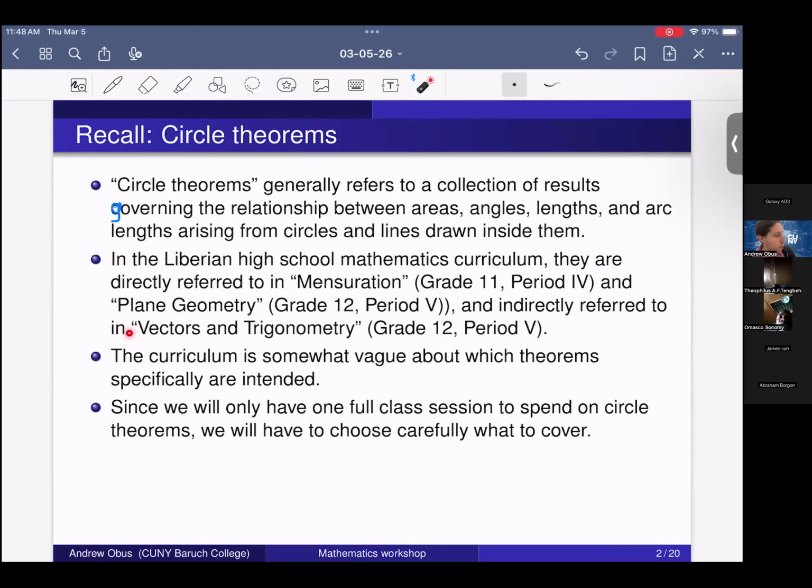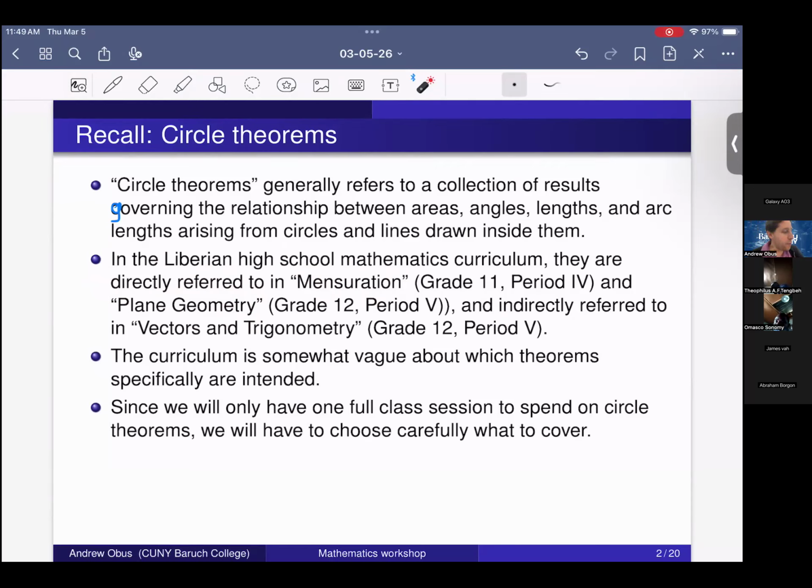And if you look where they show up in the curriculum, they're referred to in three different parts of the curriculum. A little bit in mensuration, which is the more basic results on circle theorems. Much more so in the unit on plane geometry, and then a little bit also in vectors and trigonometry. But somehow most of the meat of the curriculum for circles is in this plane geometry unit, and that's where we're going to mostly focus.